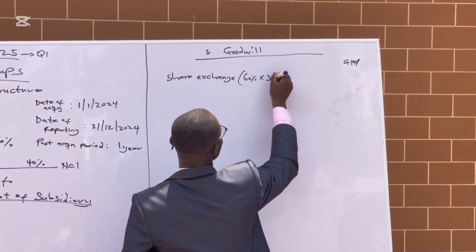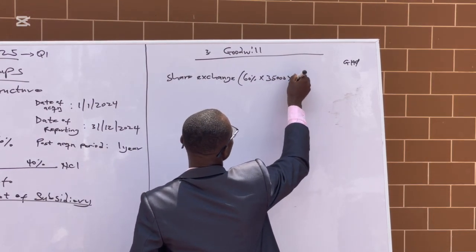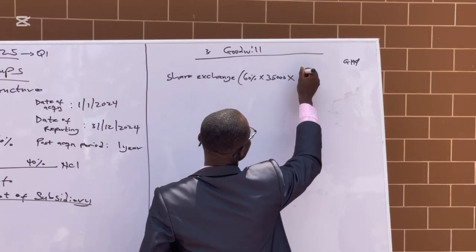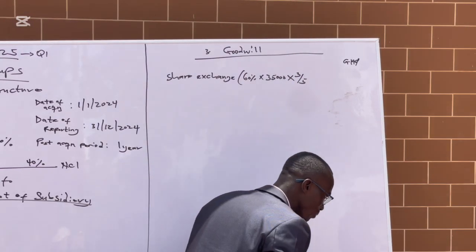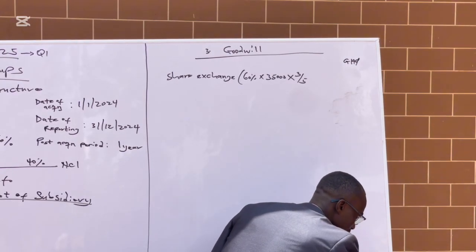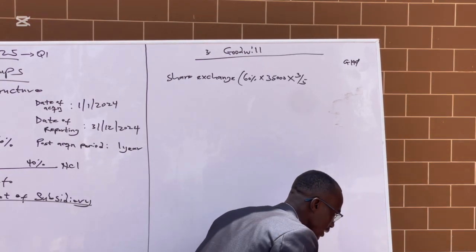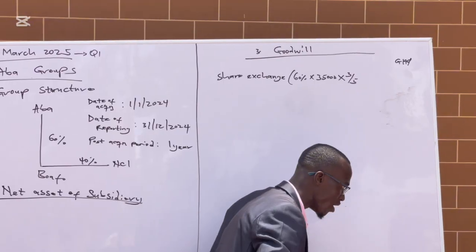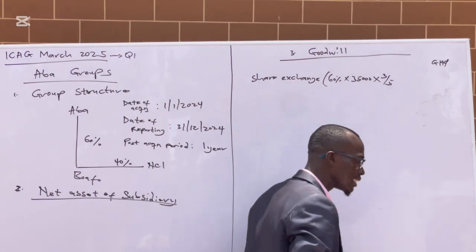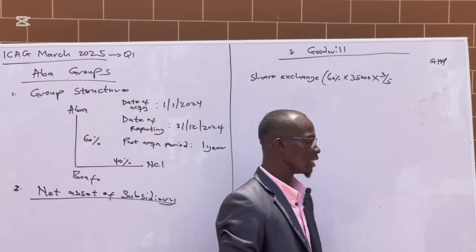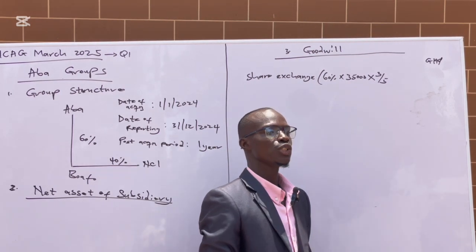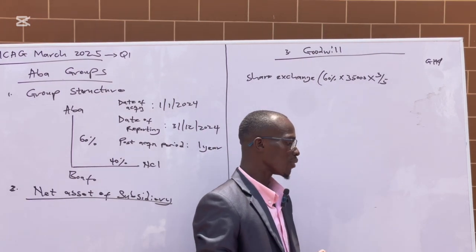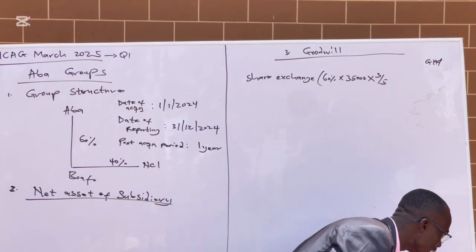So you bring 35,000 here, then you multiply it by the share exchange. They are saying that the share exchange is 3 on 5. So let me say it clearly here. That's what the question is saying: the share exchange is 3 shares in ABBA Limited for every 5 shares. And as I told you, anytime there is a share exchange, since it is the parent which is issuing the shares, the share exchange should be multiplied by the share price of the parent.